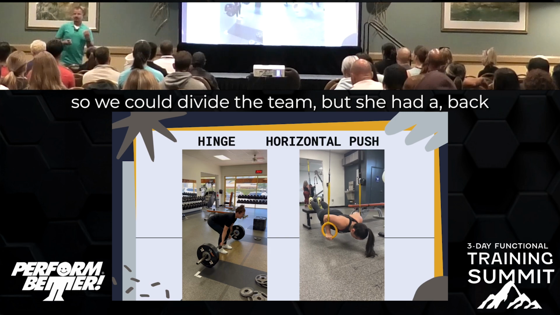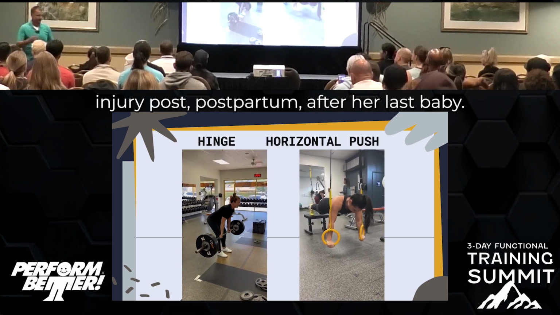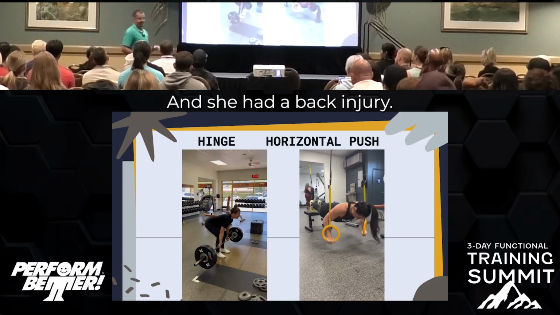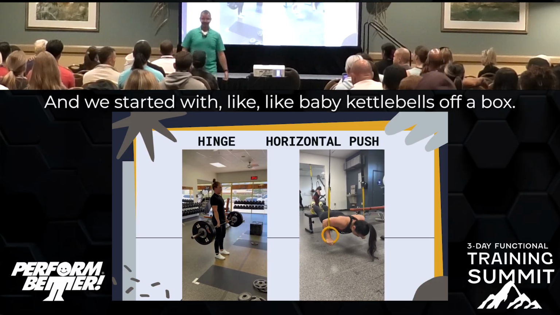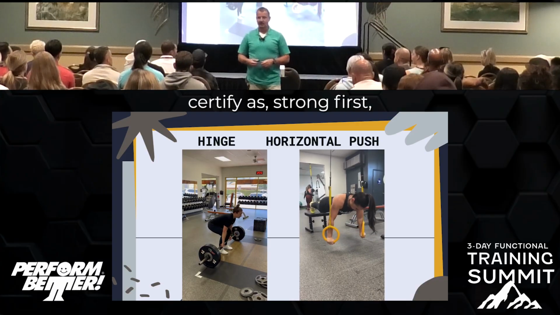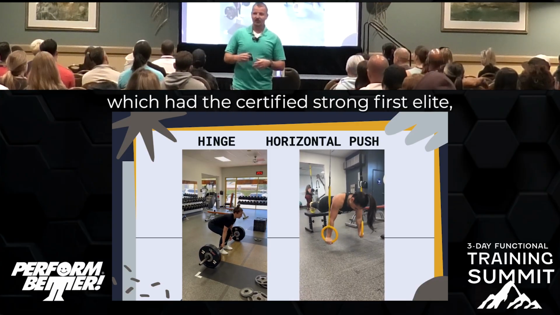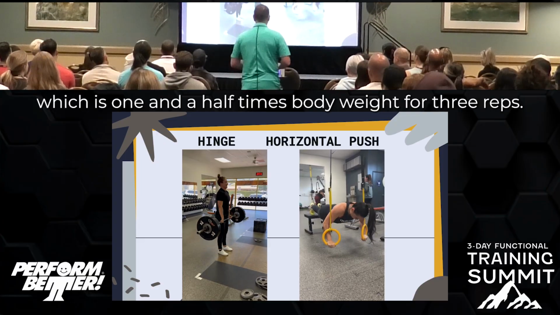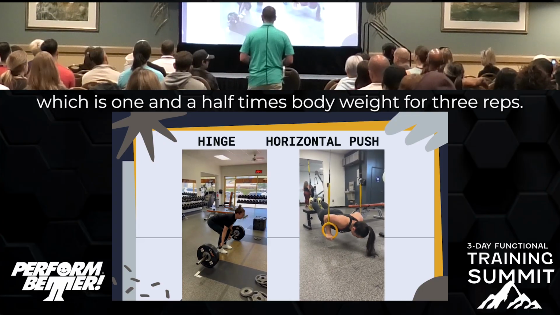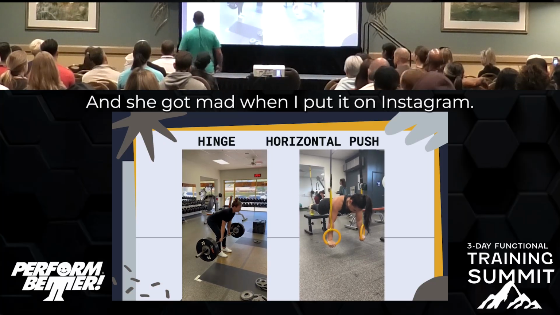But she had a back injury postpartum after her last baby, and we started with baby kettlebells off a box. But she had to certify as Strong First, a kettlebell strength organization. She had to certify Strong First Elite, which is 1.5 times body weight for 3 reps. So that's actually the first time she did it. But she didn't know I filmed it, and she got mad when I put it on Instagram.